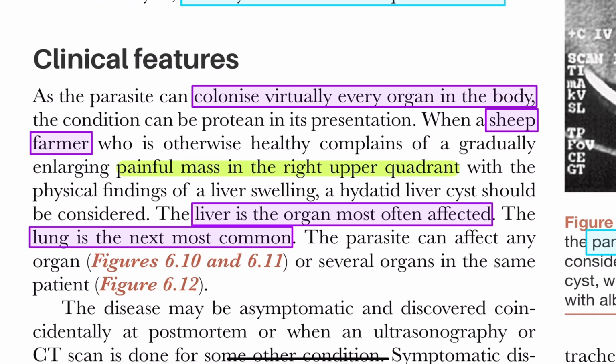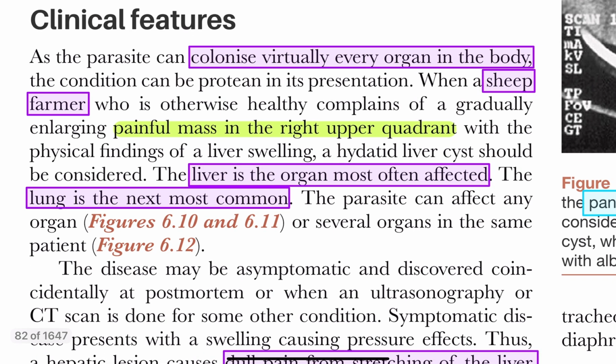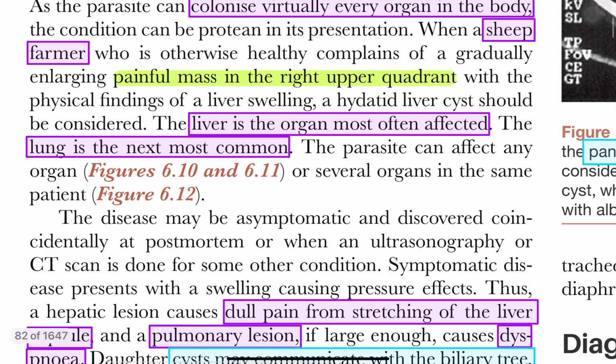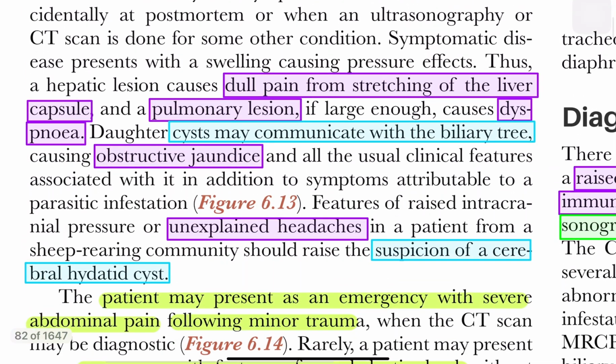It can colonize every organ in the body. The patient in question is a sheep farmer, that's why I have highlighted this. The liver is the most common organ affected, and the next one is the lungs. The patient has dull pain because of stretching of the liver capsule, and if the patient has dyspnea, it may be because of a pulmonary lesion.